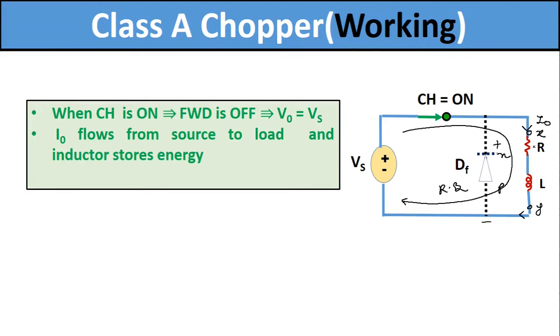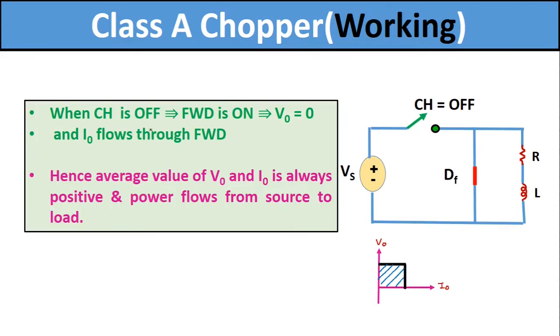Now what happens? As soon as the current starts flowing in the load, the output voltage will become equal to the source voltage when the chopper switch is on. But in this state, what happens? The inductor starts storing the energy as it is an energy storing device, and the voltage across the inductor will be plus on this A point and minus on this Y point. This voltage is represented by VL, and VL is equal to L dIL by dt, where IL is the current through the inductor and VL is the voltage across the inductor.